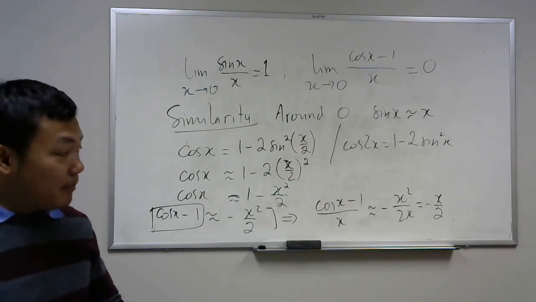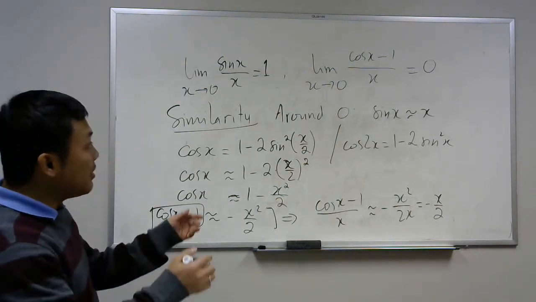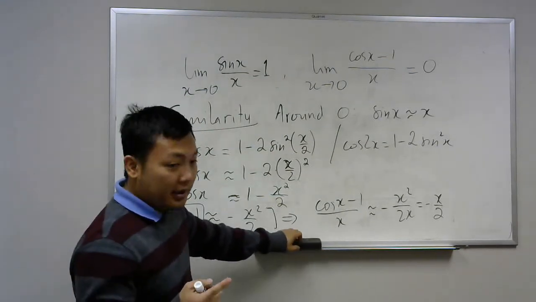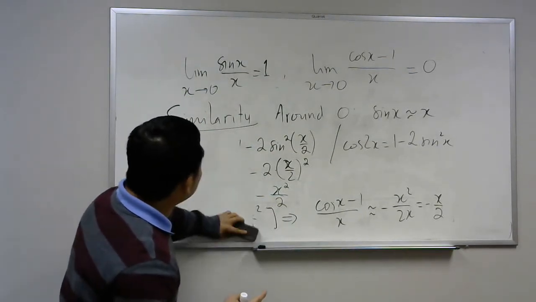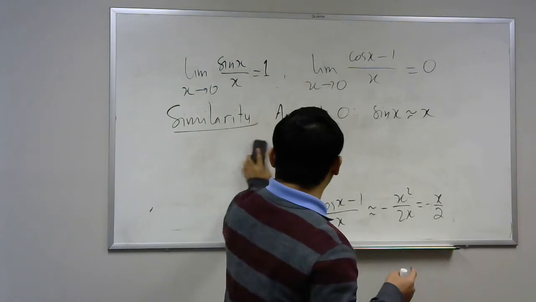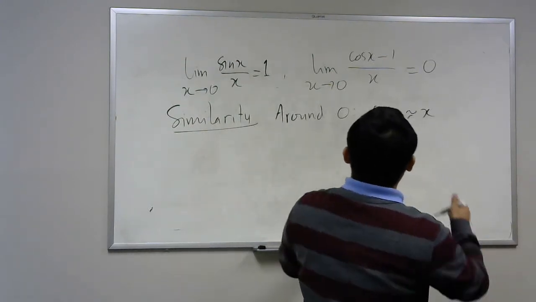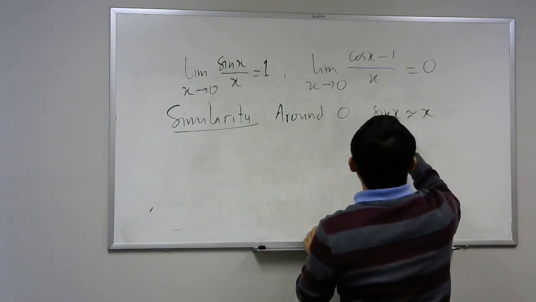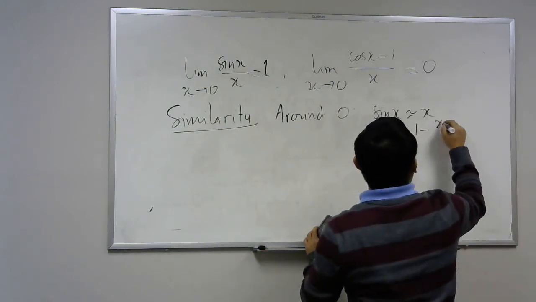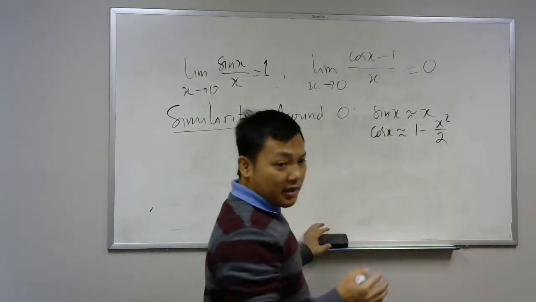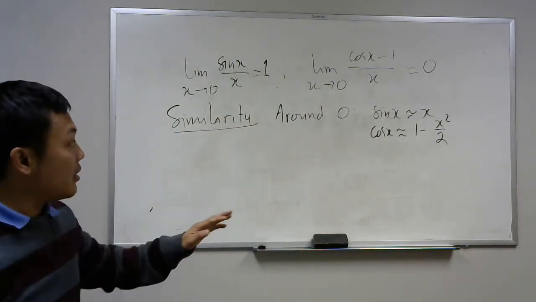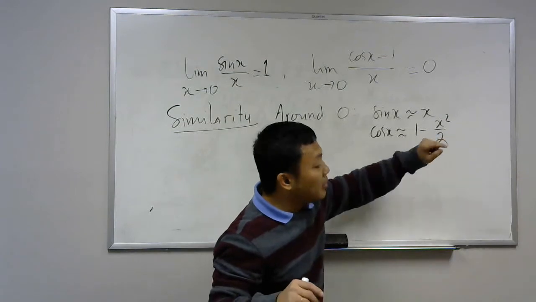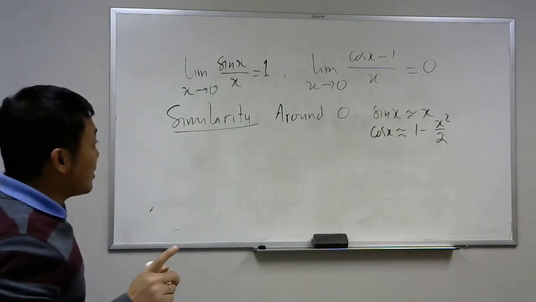Right? It's easy. And then we might have another similarity for tangent at 0. So I have these two graph similarity, right? This I write cosine of x is similar to 1 minus x squared over 2. That means if you have limit with sine, cosine, you can use those things. You can replace sine with x, cosine with 1 minus x squared over 2. Okay? So how about tangent?